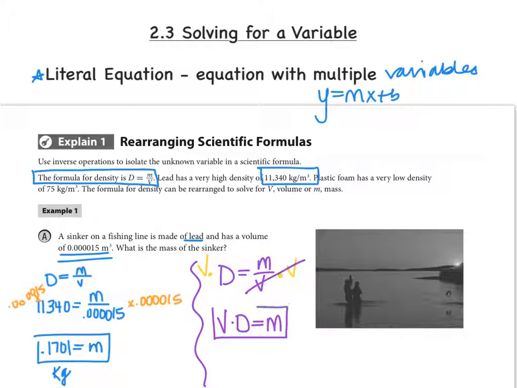All right, so today we're going to be doing things where they don't give us any numbers. We're just rearranging the equations, solving, if you will, for a specific variable. So let's look at a few more examples.